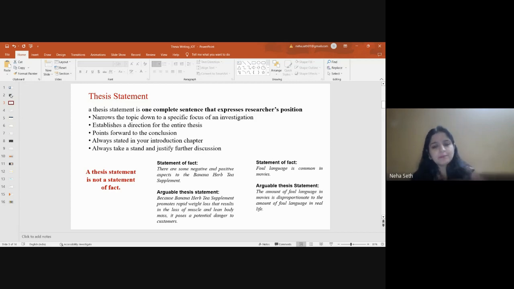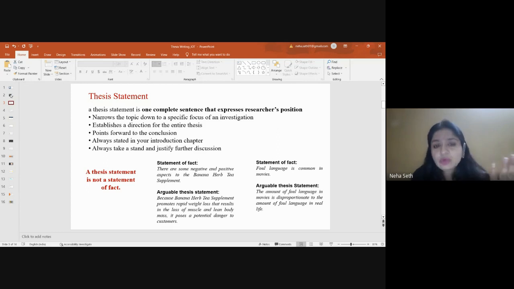There are a few examples that I have mentioned here. So basically, a thesis statement is not a statement of fact. So what is it? We can understand with the help of an example. The first example on the left hand side says that there are some negative and positive aspects of a banana herb tea supplement. We all know that there is a herb tea supplement which is available, and definitely some people may experience the positive implication of having this kind of supplement, and some may have some negative implication of this. So this is a general statement, maybe a statement of fact.